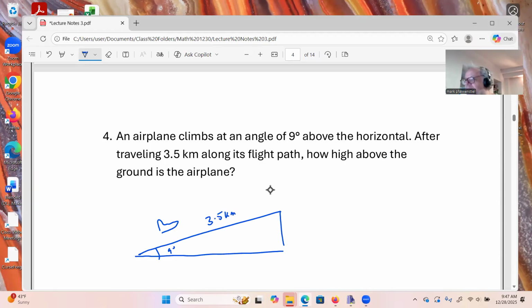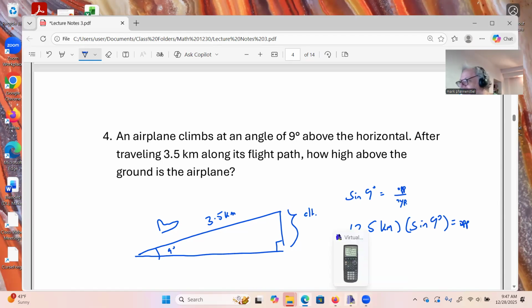The airplane travels 3.5 kilometers. They want to know what the altitude is at this point. We're assuming that it stays on this 9 degrees. It's not changing anything. So again, we have a right triangle. Always make sure you have a right triangle. And then we're going to say that the sine of our elevation is equal to my opposite over my hypotenuse. And we'll multiply by the hypotenuse. So it's going to be 3.5 kilometers times my sine of 9 degrees, and that is equal to my opposite, or my height.